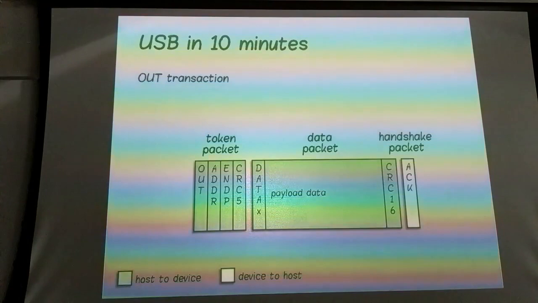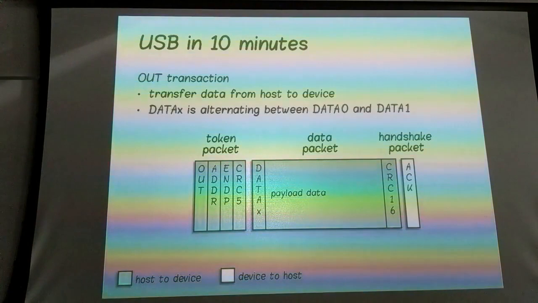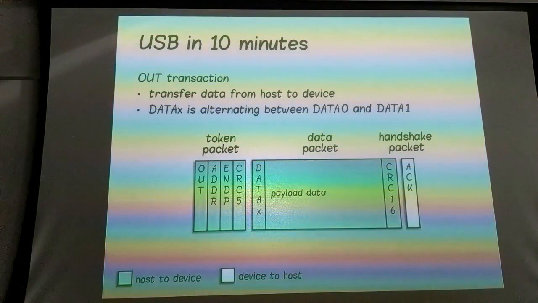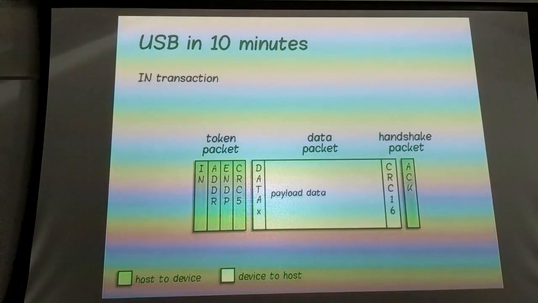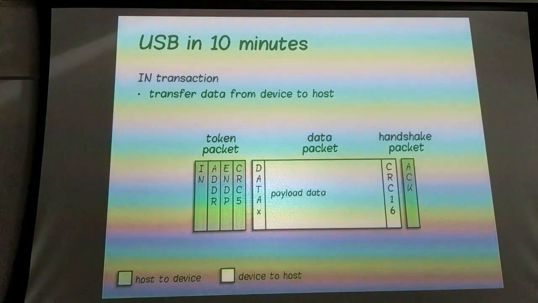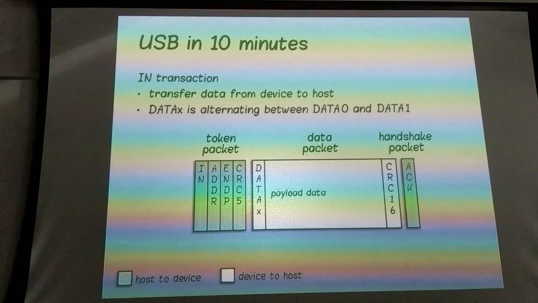One layer up, the USB communication is made of transactions. Transactions are sequences of three packets. They provide a secure transfer of data. We recognize three transaction types. Out transactions, where data is transferred from the host to a device. Alternating data 0 and data 1 packet identifiers are used to check for lost packets. In the out transaction, host sends token and data packets and expects to receive a handshake packet from the device.